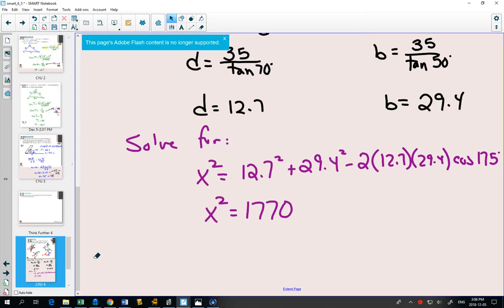42.07. How much are we supposed to round to? To the nearest meter. So to the nearest meter, 42 meters.